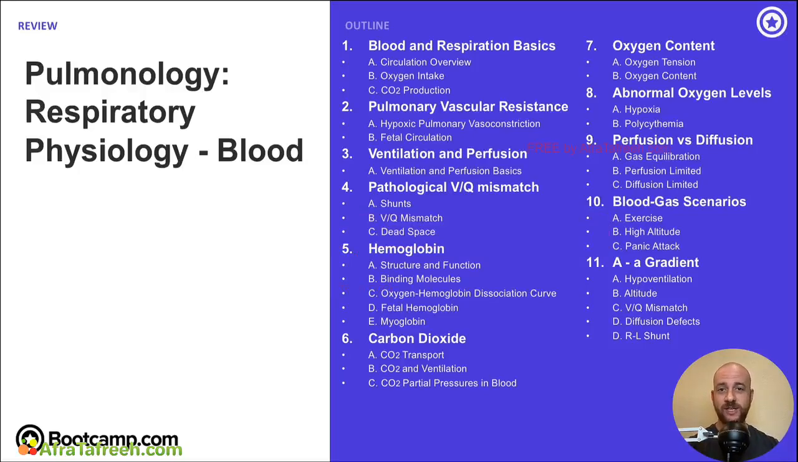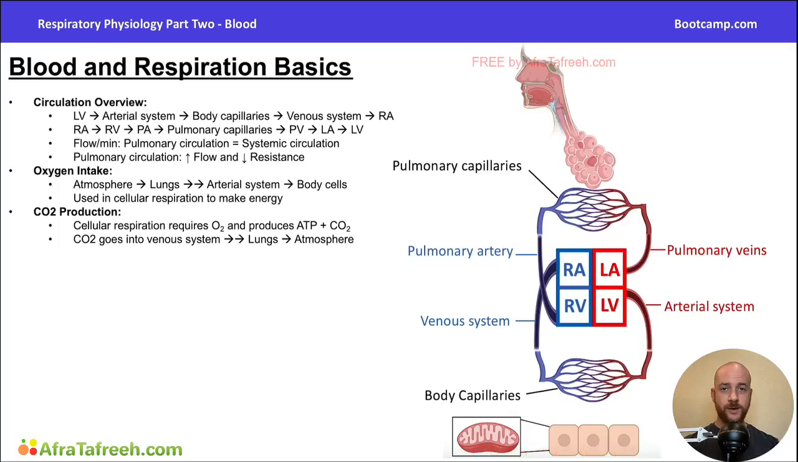Today in pulmonology, we're going to be starting our next section of respiratory physiology that deals with how the respiratory system relates to the cardiovascular system and the blood. Today in particular, we're going to be dealing with blood and respiration basics. Like we just mentioned, the pulmonary system interacts with the cardiovascular system and the blood. In order to understand how these connect with each other, let's start with a circulation overview, where we're going to be reviewing the body's circulation.